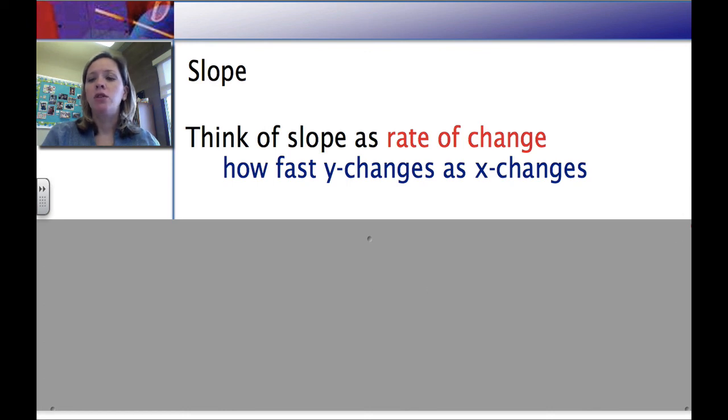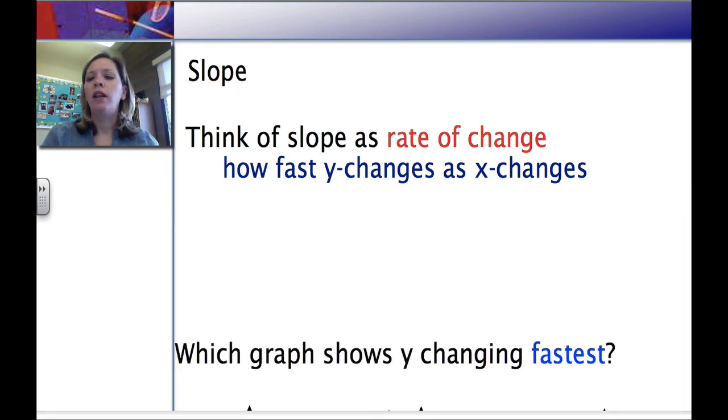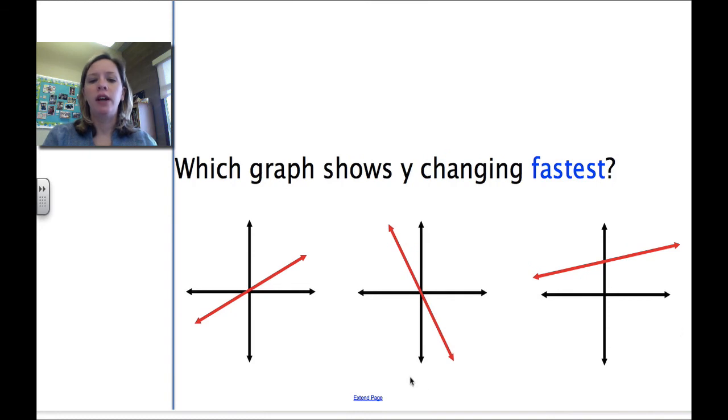Okay, so let's take a look at these graphs down here. Which of these graphs do you think shows y changing the fastest? Is it the first graph that's going from left to right in a sort of upward direction? Is it the second graph that's going from left to right in a downward direction? Or is it the last one, which is a relatively almost flat graph? It's definitely the flattest of the three graphs.